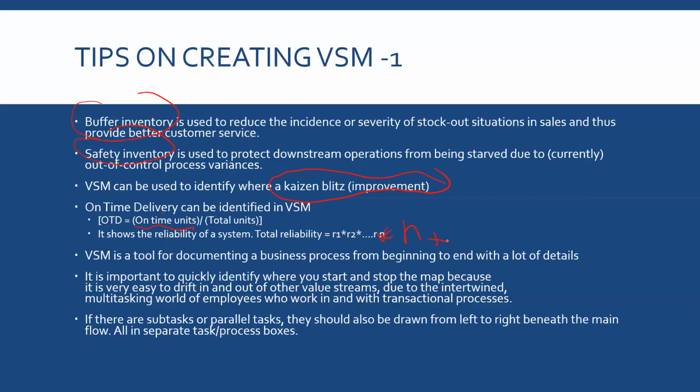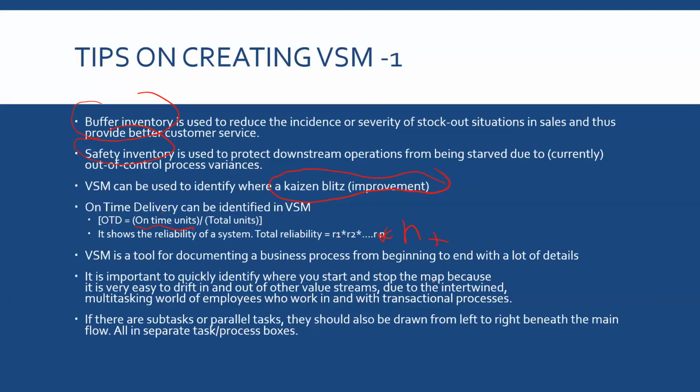Value stream map is a tool for documenting a business process from beginning to end with a lot of details. As you see, we've gone all the way down into seconds, how many seconds we need to produce a specific item. It is important to quickly identify where you start and where to stop. This is important. And the first step is to identify the stream.